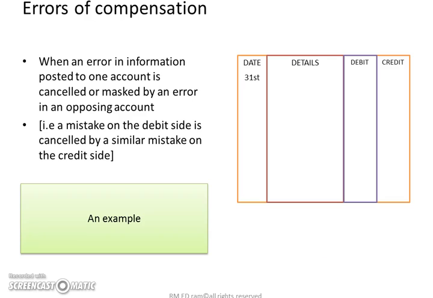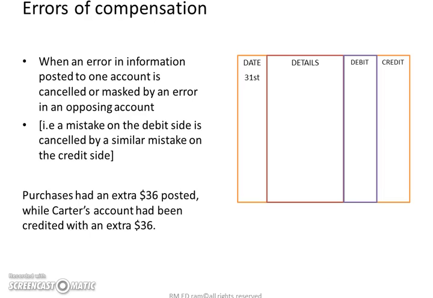Well, the last of those entries is the compensation error. So compensation is when an error in information posted to one account is cancelled out by a similar error on an opposing account. So in other words, a mistake on the debit side is cancelled by the same mistake or a similar mistake on the credit side. For example, purchases had an extra $36 posted to it, and a Mr. Carter account also had been credited with an extra $36.